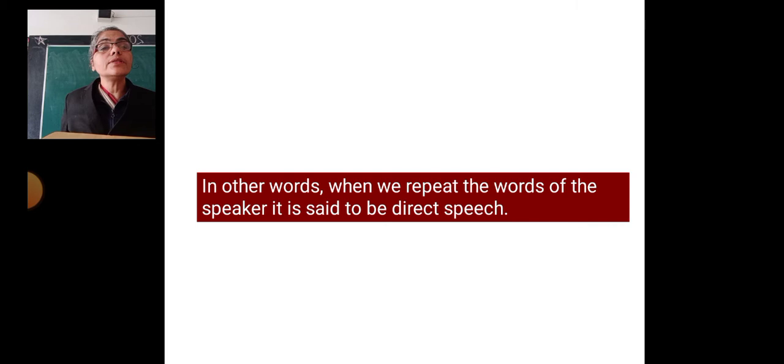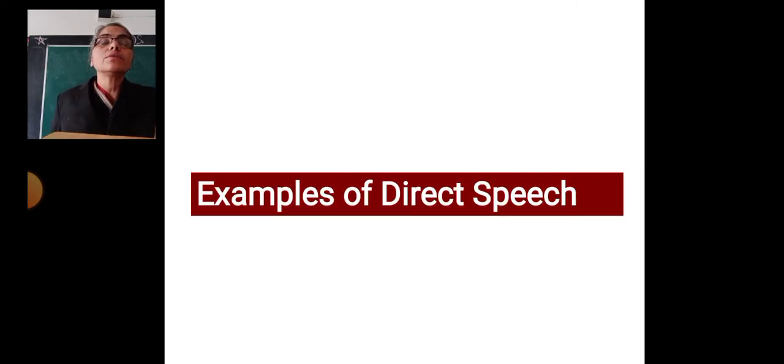So in other words, we can say, when we repeat the words of the speaker, it is said to be direct speech. Now let's have some examples of direct speech. He said, "I'll go to Mombasa tomorrow." I'll go to Mombasa tomorrow are the words used by the speaker. That is the statement said by the speaker. So this portion is put within double quotes or double inverted commas.